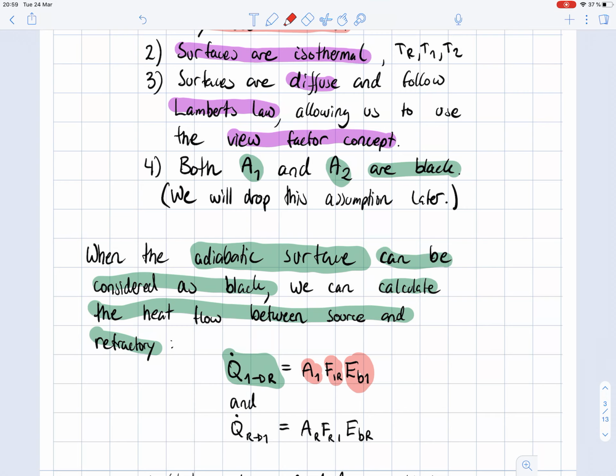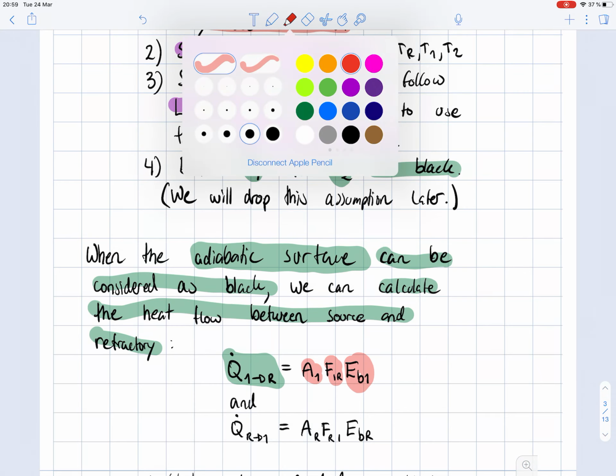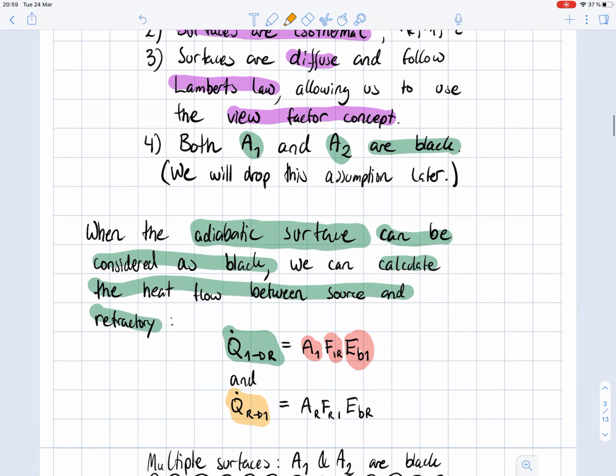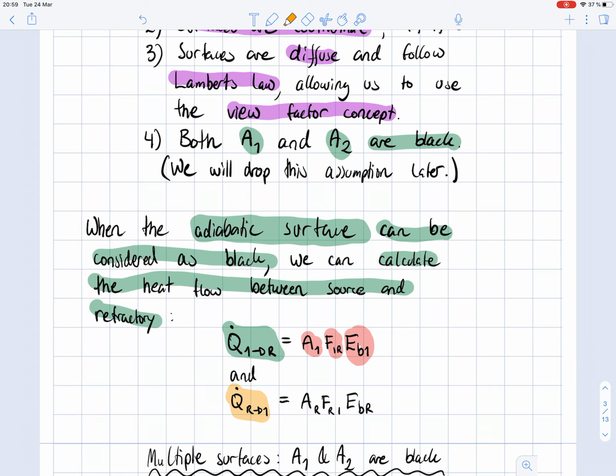Correspondingly, we can calculate QR1, which is the net heat transfer returning to the hot surface from the refractory. That one will be AR FR1 times EBR. Okay, so there is a mutual exchange of heat between these two surfaces.